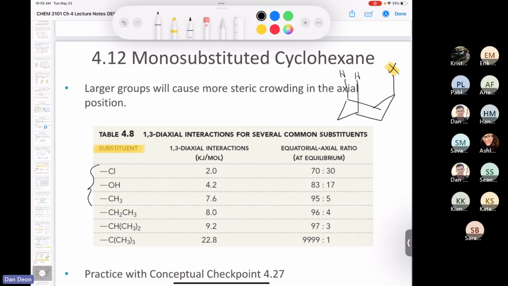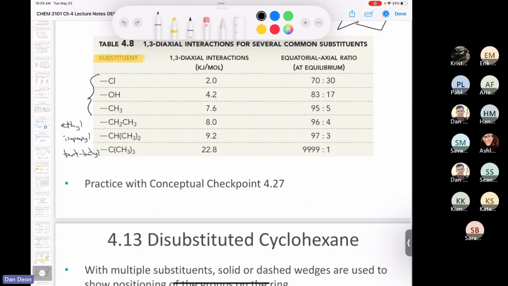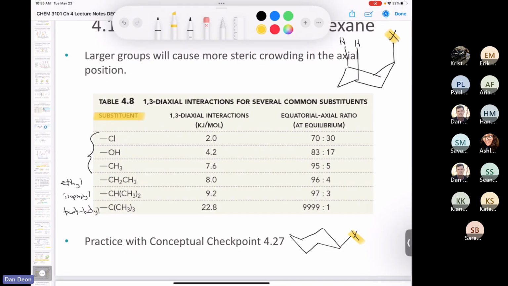Then you get up to an ethyl and an isopropyl, and then you get up to a tert-butyl. If you have a tert-butyl group, it's so big that you almost have none of it in the axial position. It's virtually all going to be in the equatorial position. If you flip the ring, whatever it is, it's going to go from axial to equatorial, because the equatorial position doesn't have those 1,3 diaxial interactions.